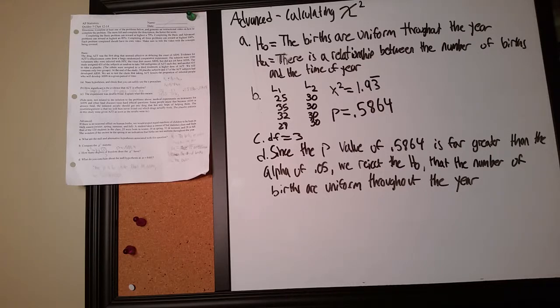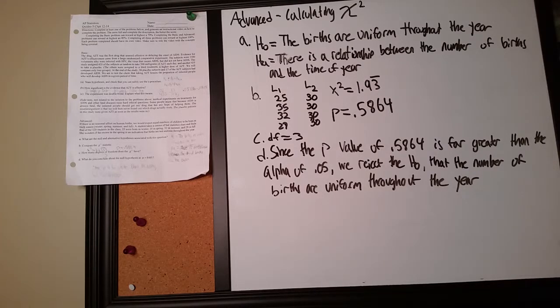Alright, moving on to B. To calculate the chi-squared statistic, you must plug the values into L1 and L2. In L1 you plug in what the actual values were, and in L2 you plug in the expected values. Then you go to your calculator and hit stat, tests, and chi-squared goodness of fit test, and you enter the data with a degree of freedom of 3, and you calculate it, and it gives you a chi-square value of 1.93 repeating, and a p-value of 0.5864.